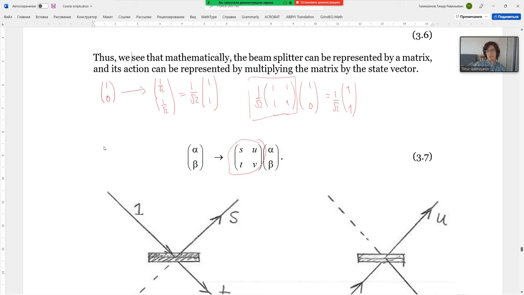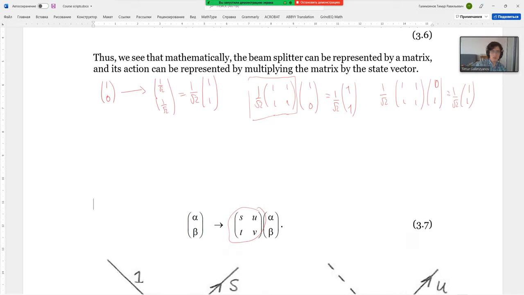Okay, let's try the following. Let's try this matrix, 1 over square root of 2 times 1 1 1 -1, on the vector 1 0. We get 1 over square root of 2 times 1 1. So it works. However, let's put through this, or act by this matrix on, the vector 1 1. Let's take the vector 1 1 and put it through the beam splitter, meaning that we act by the beam splitter matrix on 1 1.